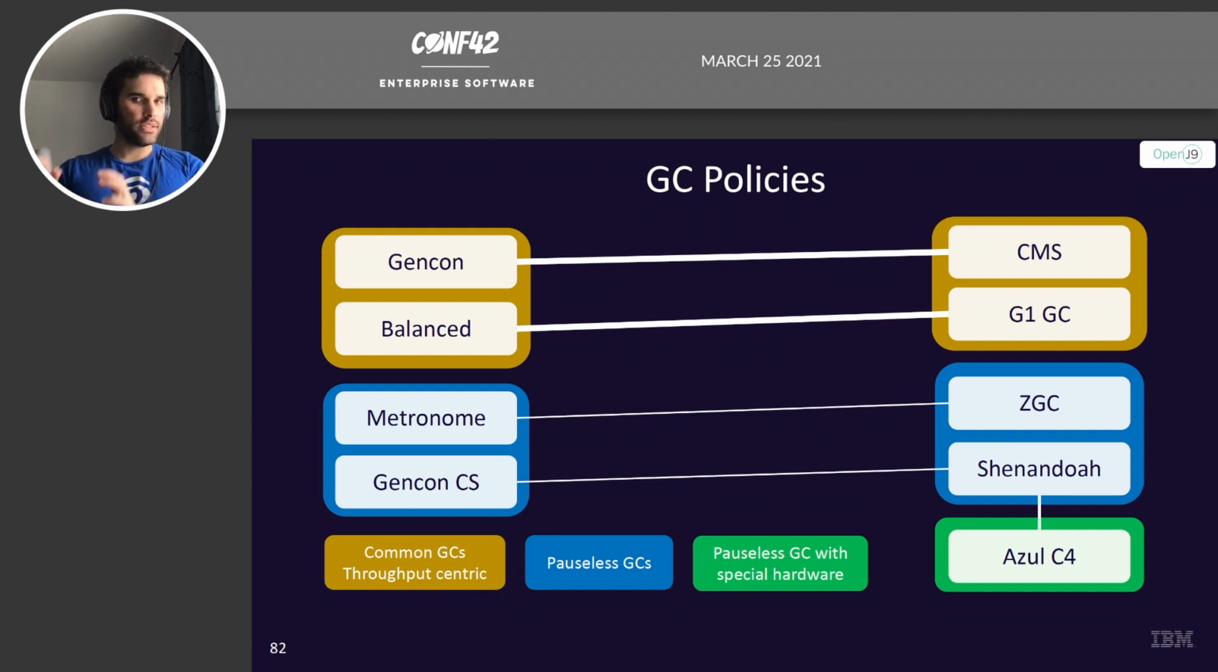And on the green side, we have Azul, which is also a pauseless GC, but you require special hardware or some special software.